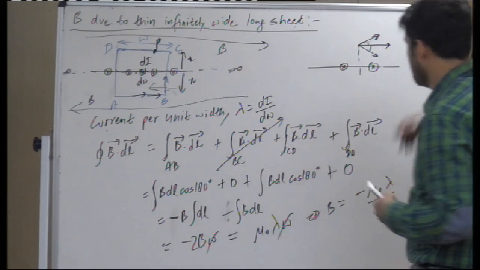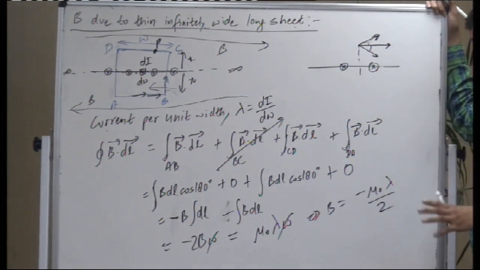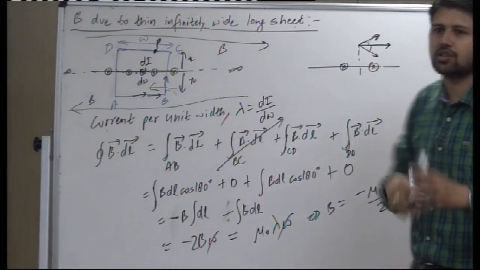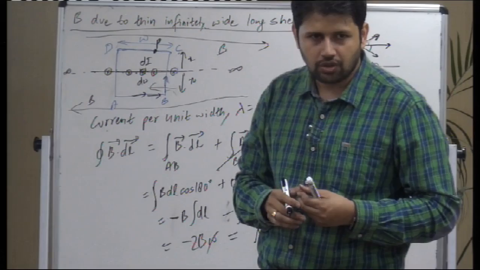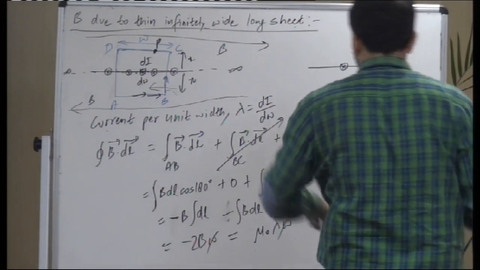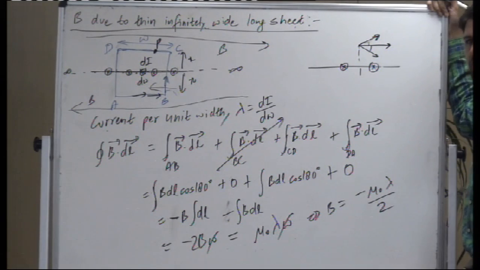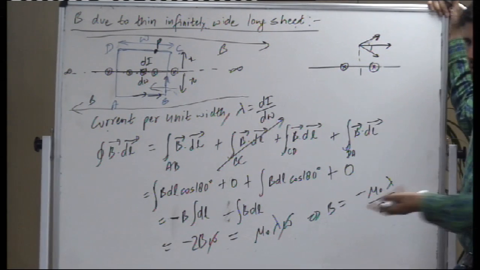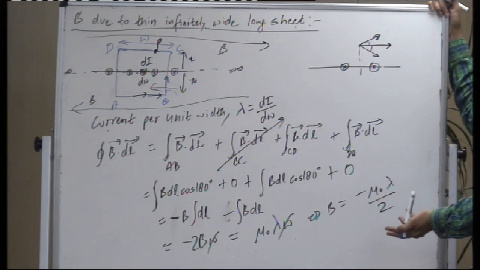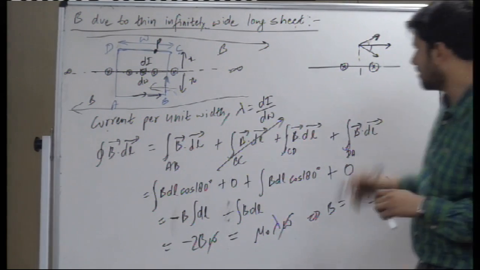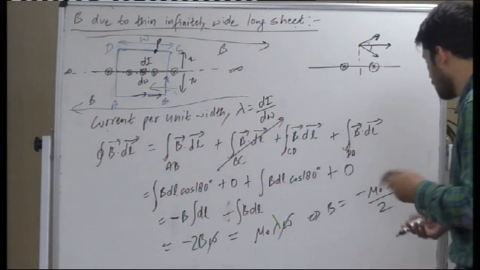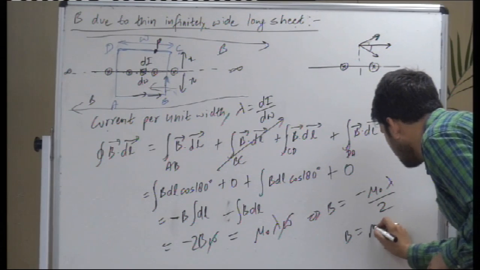And we ignore the negative sign. Why? Because the magnitude is mu naught lambda by 2. The direction is as indicated. The negative sign generally gives us the direction. So if we take the direction of the Ampere loop to be opposite, a negative sign would come. So the magnitude is actually mu naught lambda by 2.